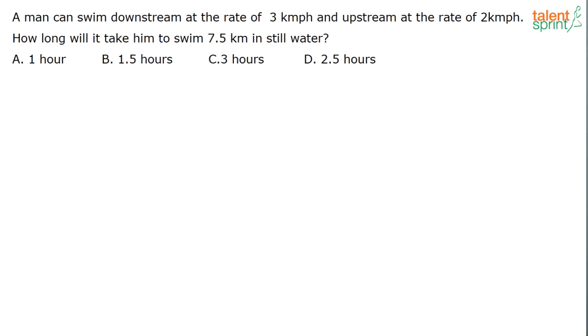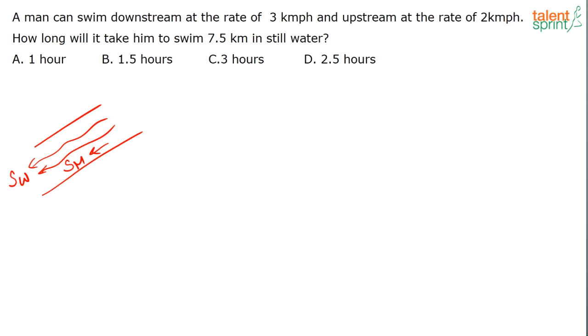Okay, so what is given? A man swims. Okay, a man can swim. So there is a water current. I am assuming that the water current is flowing in this direction. There is a man swimming. So a man can swim downstream at a rate of 3 kilometers per hour. Correct? So there is the speed of the water and there is a man swimming. He is also swimming in this direction.